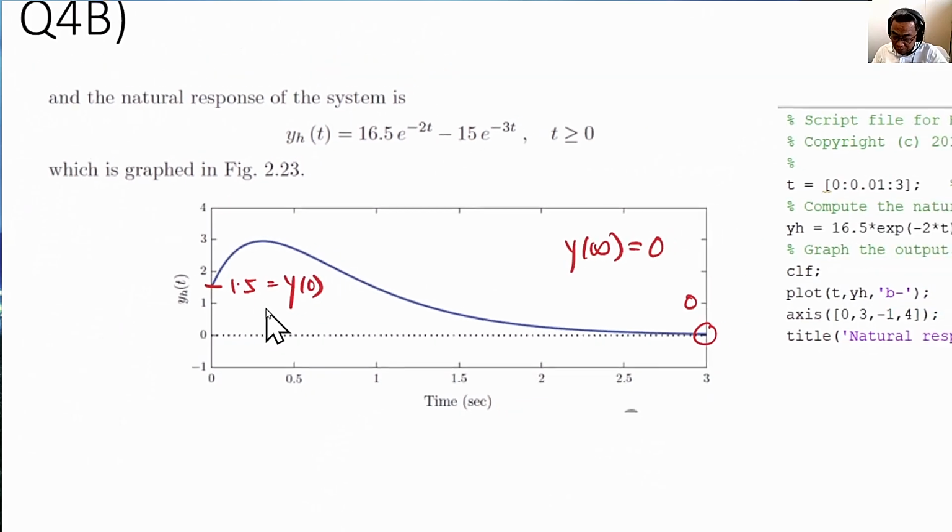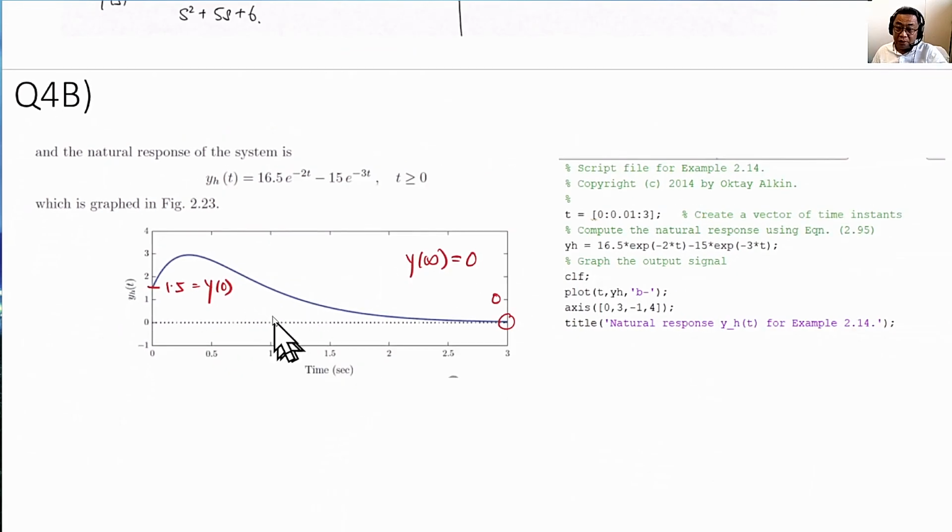So typically in many of the questions, we'll ask you to find the initial and the final value. This is the code in MATLAB to plot this figure. Thank you.